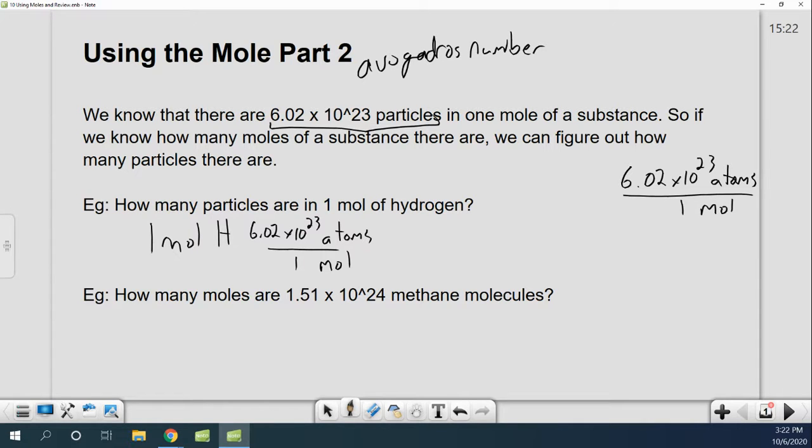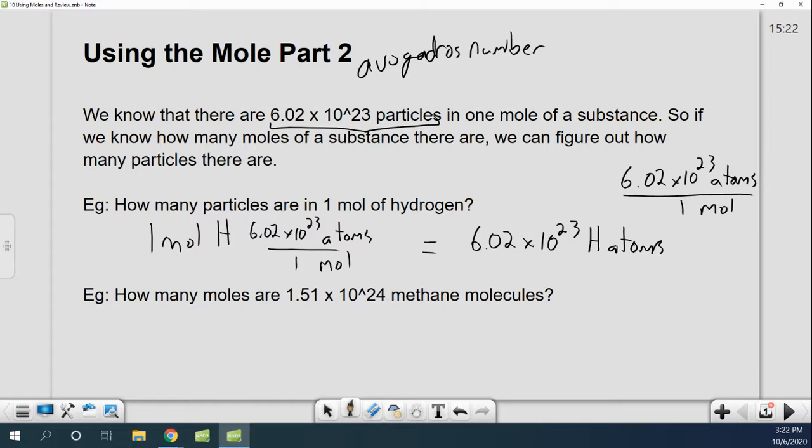What is 1 times 6.02? Oh, well, this makes sense. This is the definition of a mole, right? 1 mole of hydrogen is 6.02 times 10 to the 23 hydrogen atoms. That is literally the definition of the mole, so that makes sense. But what if we had something harder?